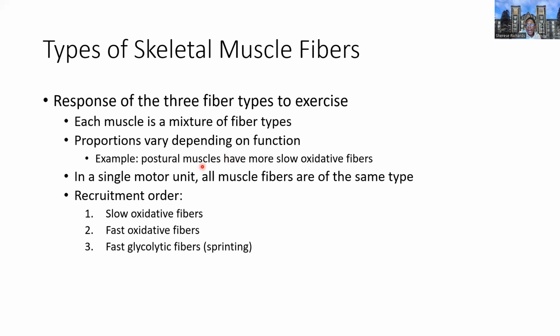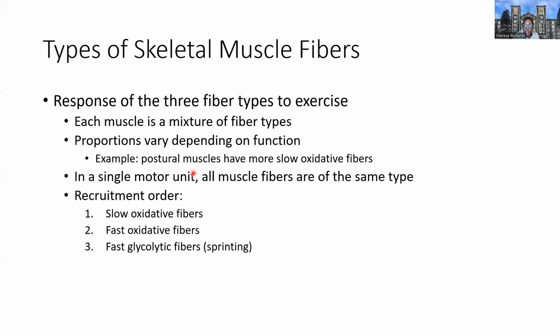So an example here is the postural muscles. These are the muscles of the back, the erector spinae muscles, for example, or the soleus of the calf. These are going to have more slow oxidative fibers just because of their physical location, right? They're usually in positions that we need just to maintain our posture. So these types of muscles are going to have a more predominance of slow oxidative, but that is not to say they don't have some of the other types.